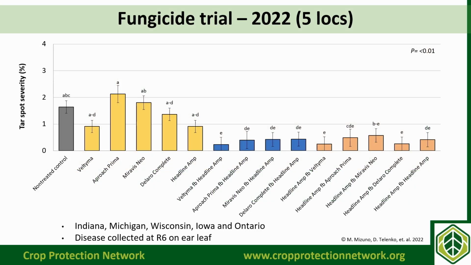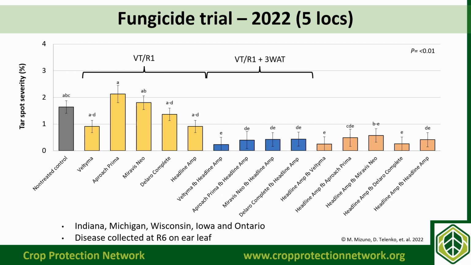This is 2022 data from 5 locations, which include Iowa. And this time the disease was collected a little bit later at R6. And we have our non-treated control in the gray, and then you'll see the different colored bars. And basically, we have applications that were made at VT-R1 with those gold standard, some of the better fungicides, I would call them. And then we also evaluated an application at VT-R1 plus 3 weeks after treatment.